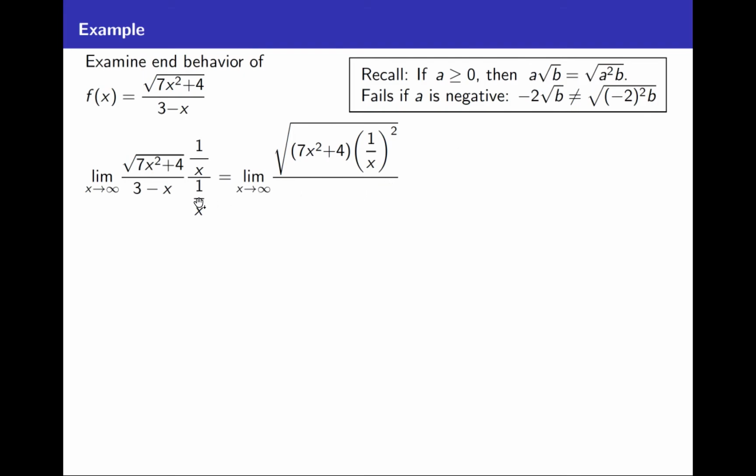On the denominator, the 1 over x multiplies by the 3 to give you a 3 over x, and times the negative x to give you a 1, or negative 1. So on the bottom, we get 3 over x minus 1.